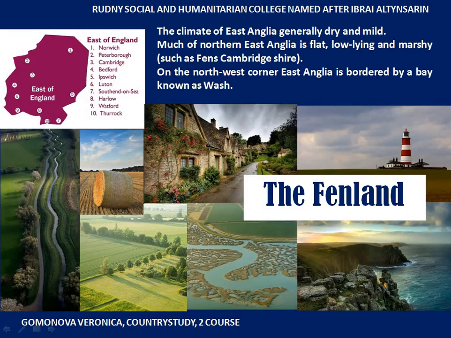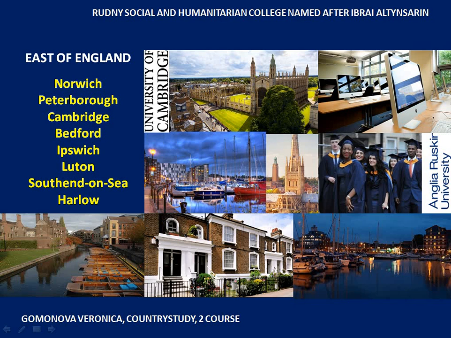The next region is called East of England or East Anglia. The climate of this region is generally dry and mild. Much of northern East Anglia is flat, low-lying, and marshy. You remember the Fenland or the Fens, which is situated here. On the northwest corner, East Anglia is bordered by a bay known as the Wash. The main cities here are Norwich, Cambridge, Bedford, Ipswich, Luton, Harlow, and many others.